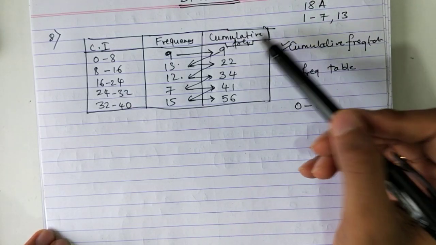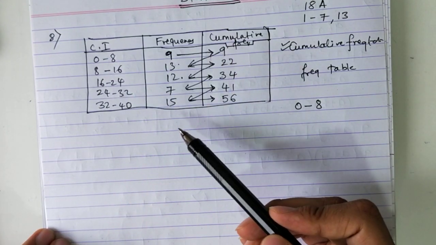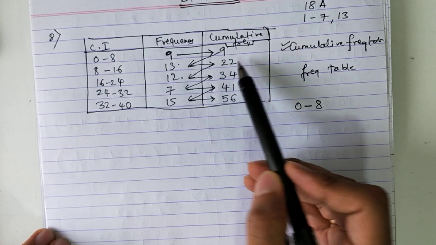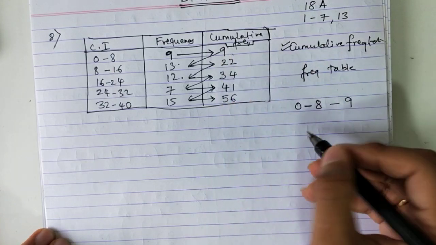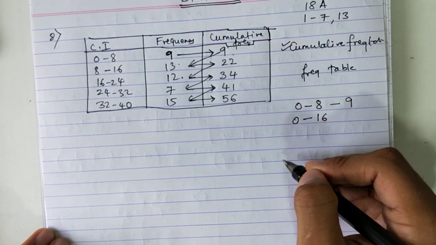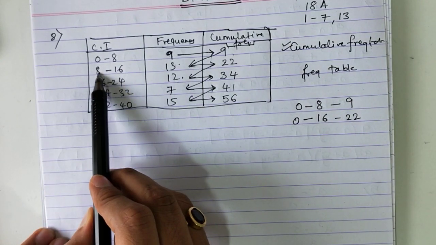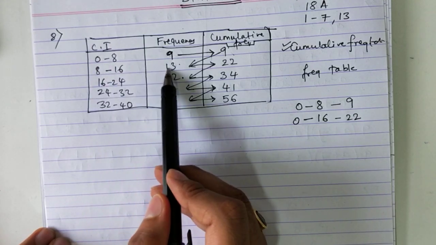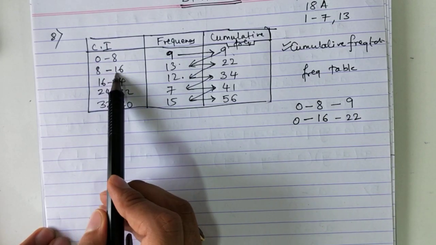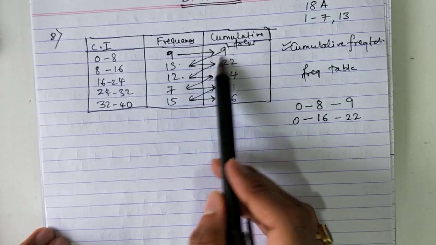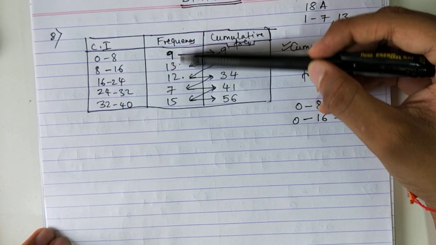Now what does cumulative mean? Between 0 to 8 there are 9 students, and this 22 means between 0 to 16 there are 22 students. Between 8 to 16 there were 13, and between 0 to 8 there were 9. So if we look at the whole range 0 to 16, 9 plus 13 is 22 students. So the cumulative frequency tells us the total of these two is 22.